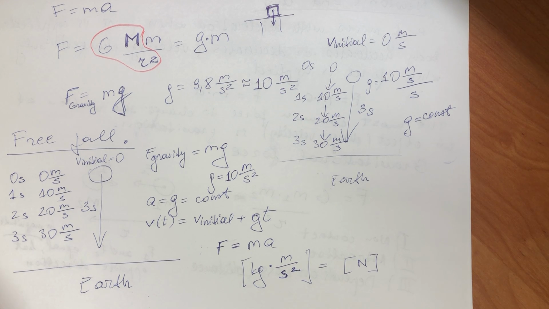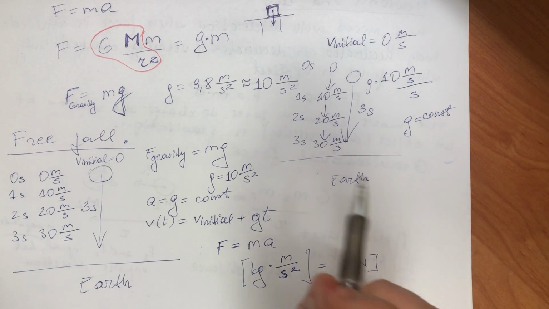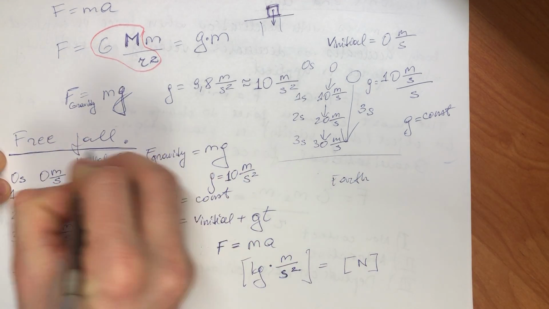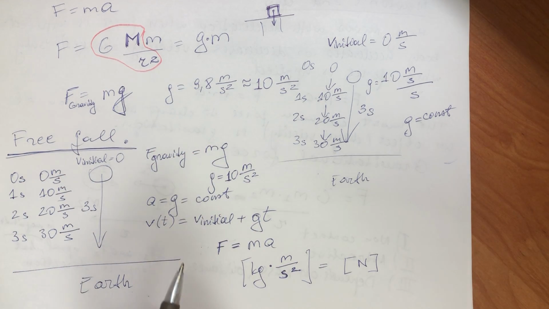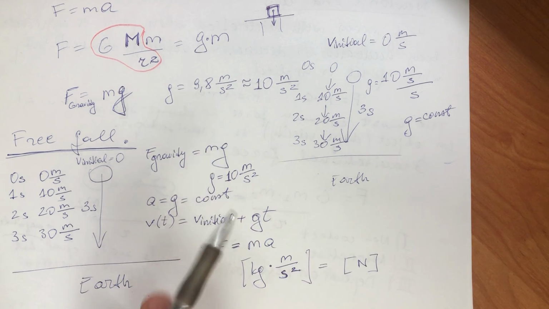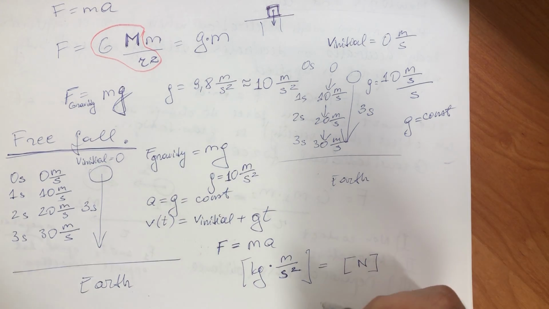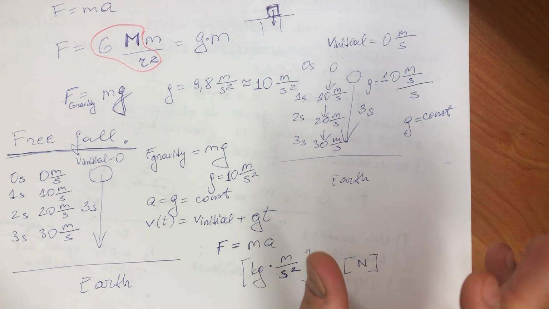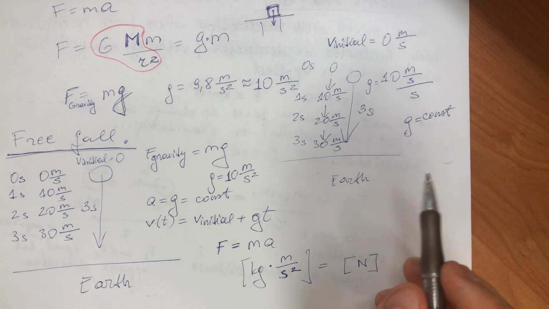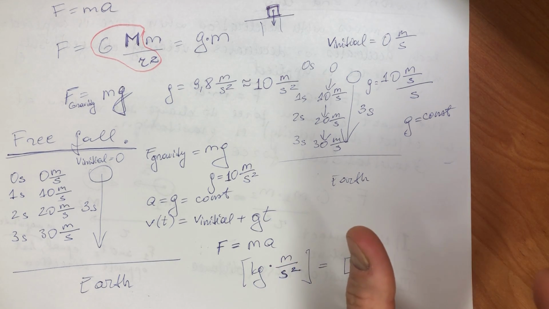So what is very important here is that this notion, free fall, was investigated by Galileo, and he was throwing objects from the Tower of Pisa. What he said, and what's very important, is that every object falls with the same acceleration. So if it falls with the same acceleration, it means that they fall with the same speed.